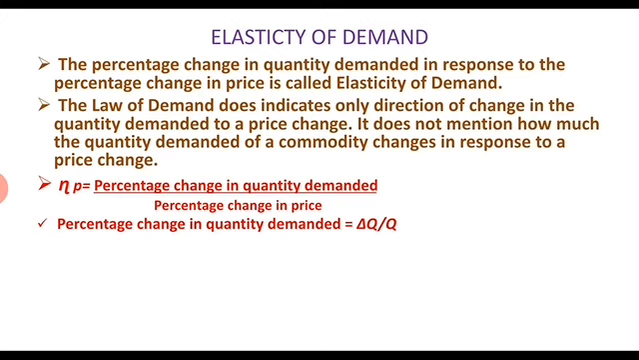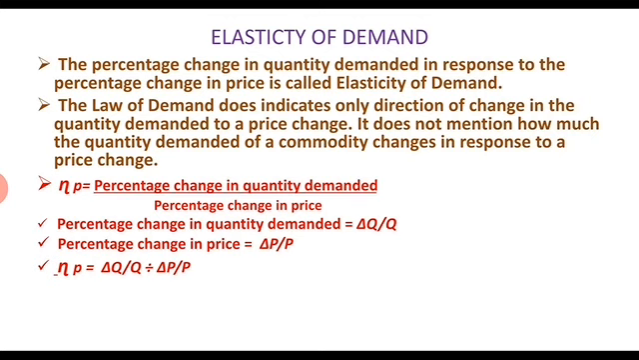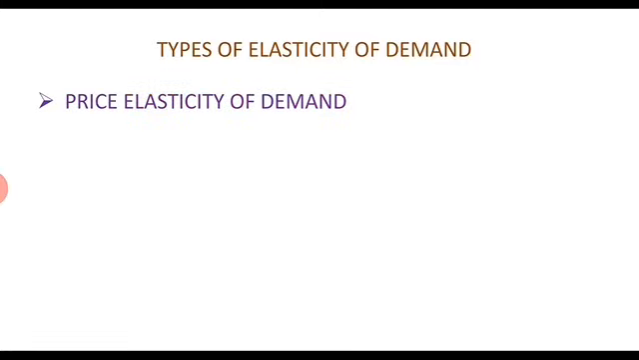We can calculate the percentage change in quantity demanded as delta Q by Q, as well as the percentage change in price as delta P by P. So eta P is equal to delta Q by Q divided by delta P by P, which is equal to delta Q by Q into P by delta P, which is equal to delta Q by delta P into P by Q.